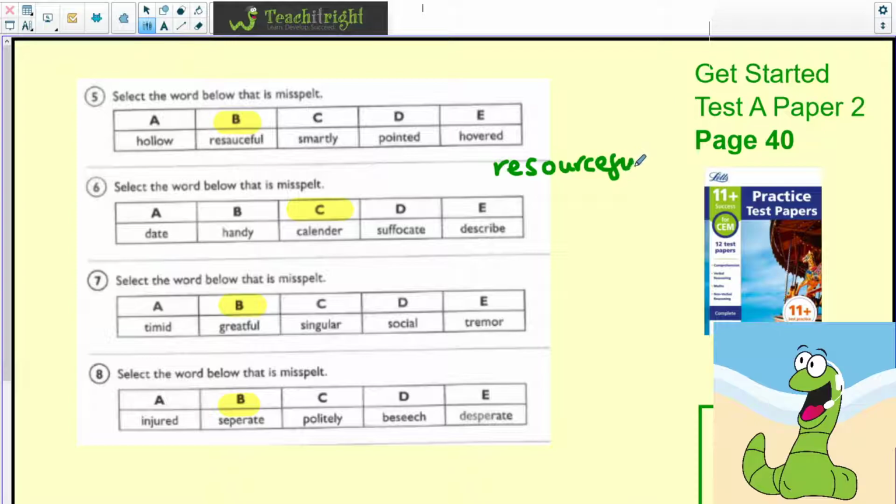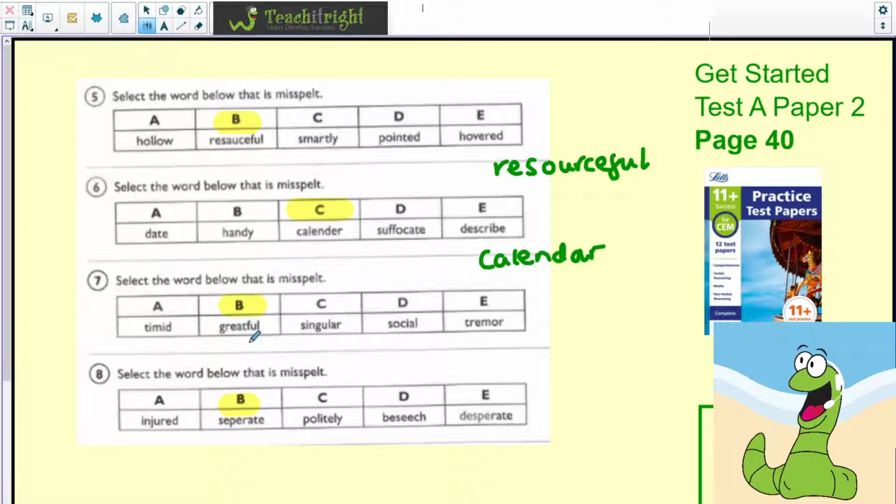And if you want to add it to your word and meaning book, if you didn't know the right spelling, then you can. So the answer was B. Question 6, select the word below that is misspelt, and the word is calendar. It's only a very subtle difference between the word that we've got there, and the only letter that we need to adjust is it's AR, not ER. So hopefully you were able to get that one right.